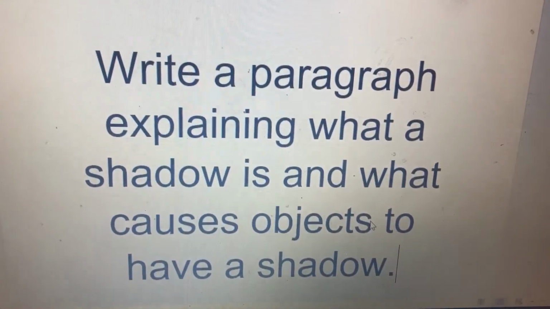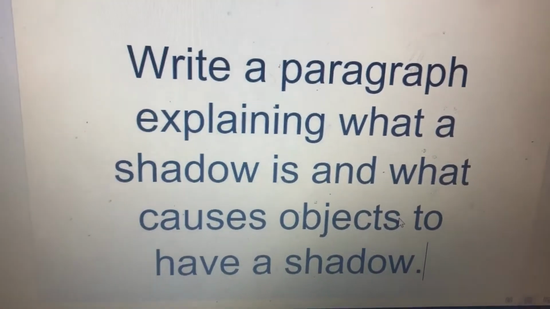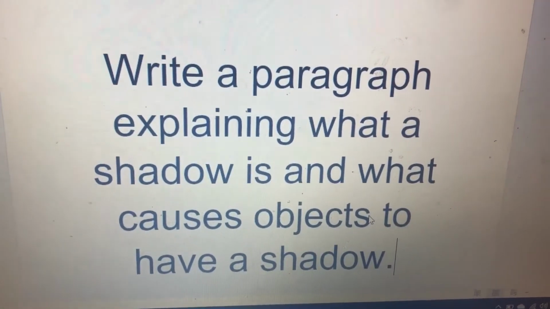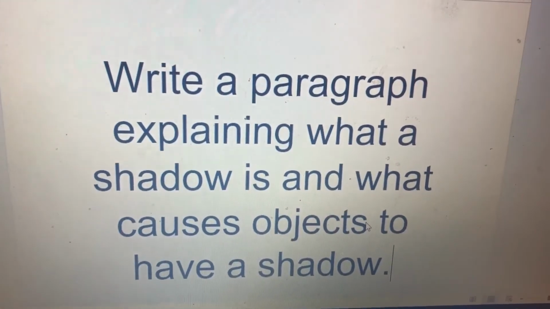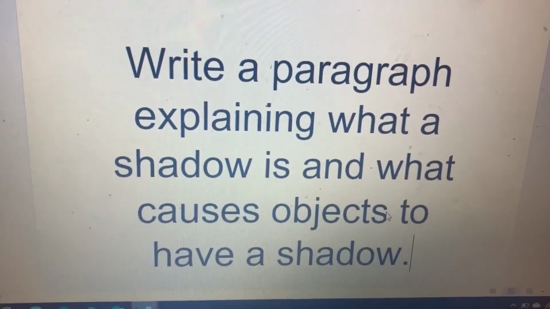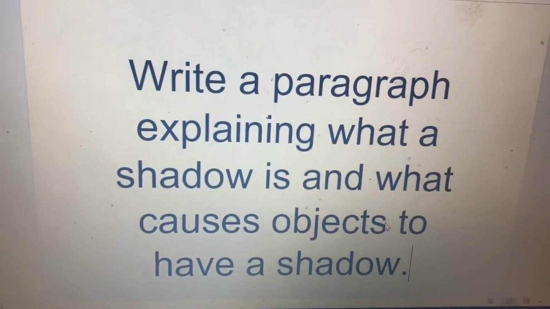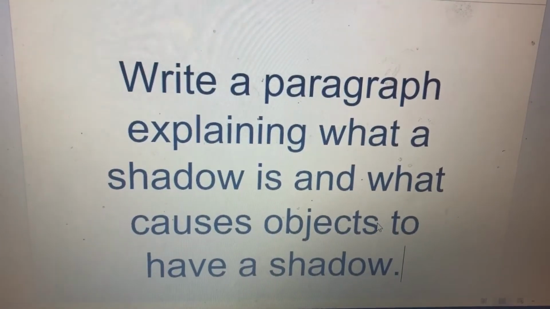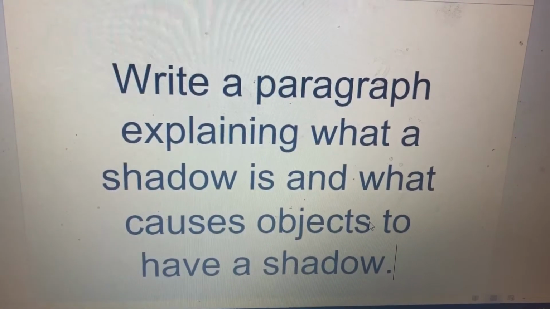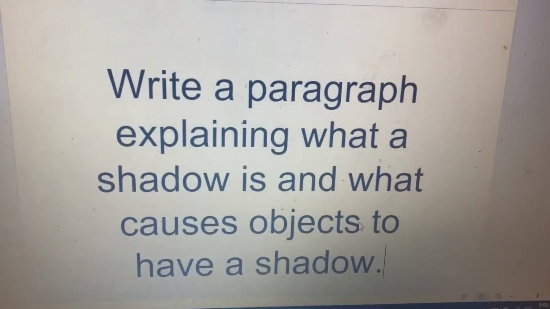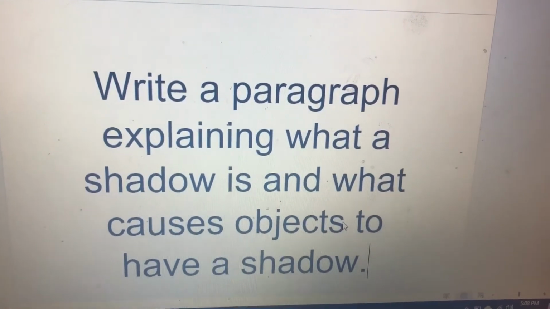So I would like you to write a paragraph. I want you to write what you know about shadows, explaining what a shadow is and what causes objects to have a shadow. So I don't want you to look in a book. I don't want you to look in the internet. I want you to write down what you know about shadows, okay? So these are just information that you already have stored in your brain. What is a shadow and what causes objects to have a shadow? Have you thought about that? So write a paragraph. Pause this lesson now and spend a few minutes writing a paragraph about what a shadow is and what causes objects to have a shadow.